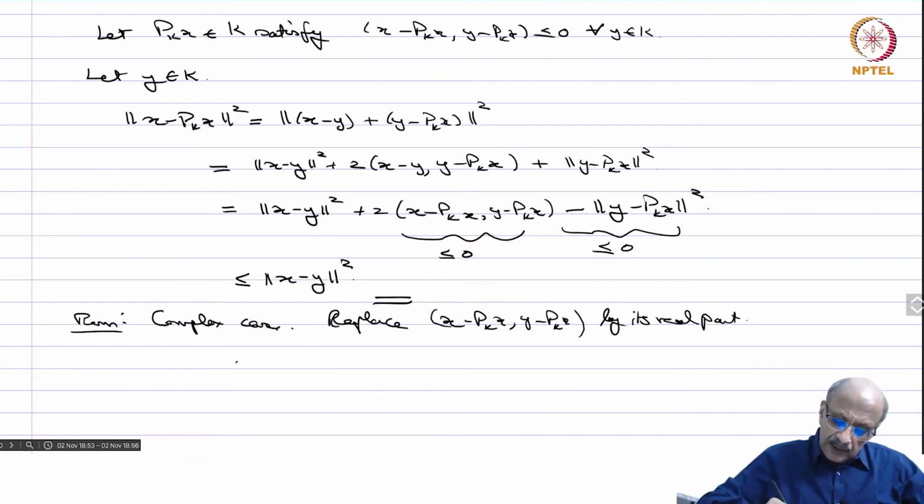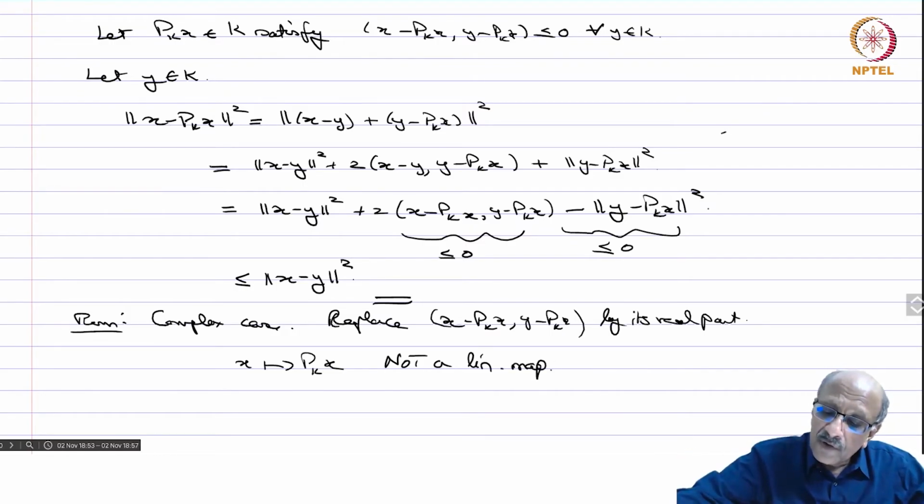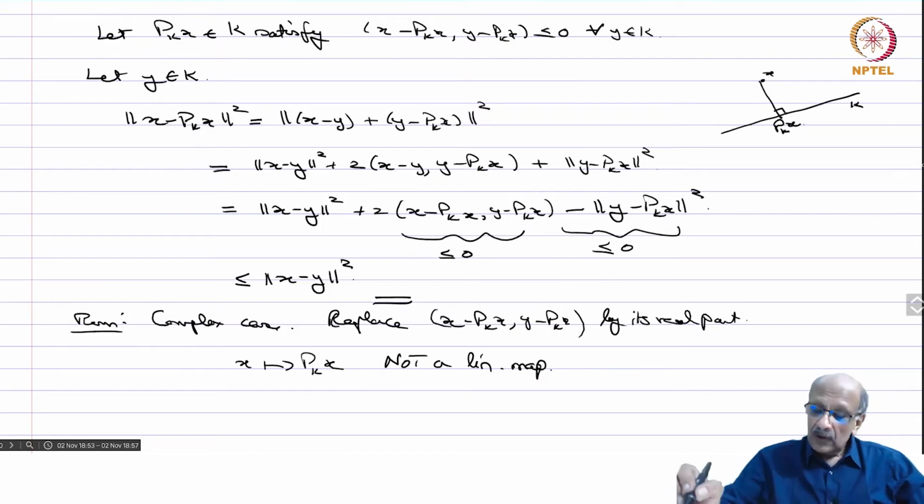So in general, x going to P_K x is not a linear map, it is the projection. Okay, so what are you doing? For instance, if you had a line in the plane, or a closed convex set, as I have already seen, what is the thing? It is nothing but the foot of the perpendicular, so this will be the point P_K x. Okay, so this is what we have.